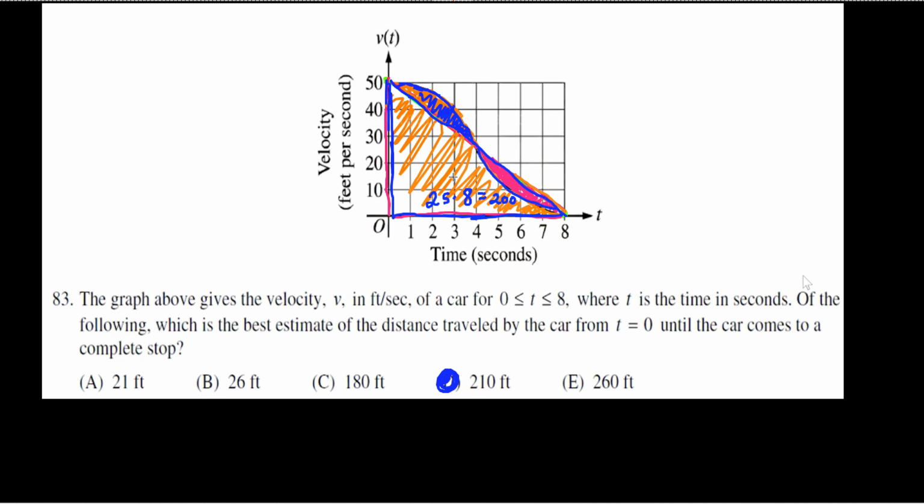You just need to know that the area underneath the rate of change is going to give you the actual amount that has changed, okay? The actual amount. So the amount that's changed here is, what did the car go to? And what is the best estimate of the distance that the car traveled? 210 feet. That's the amount.